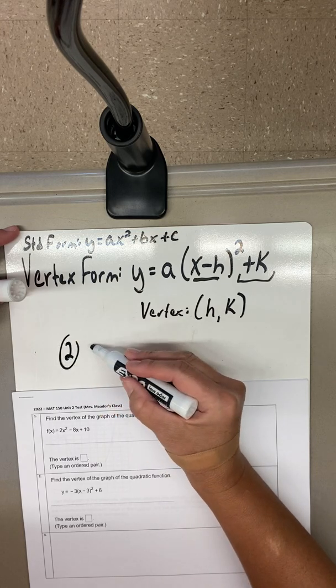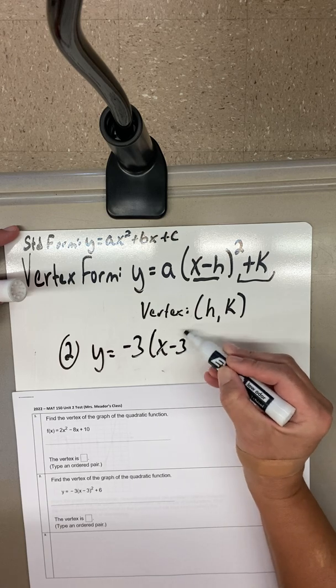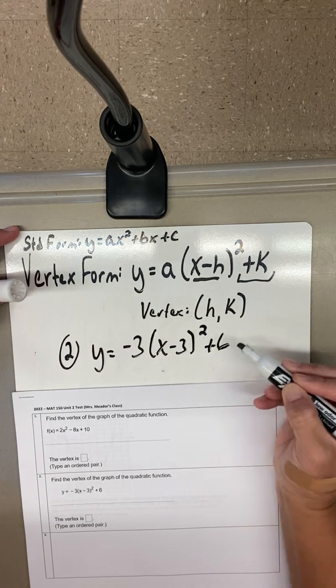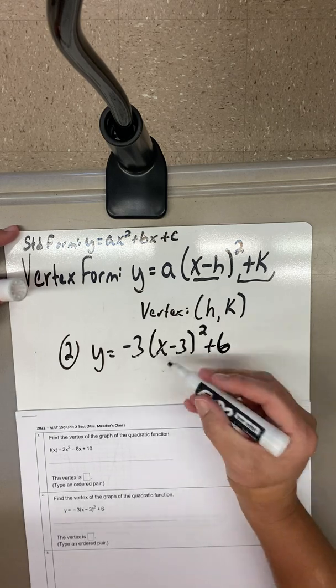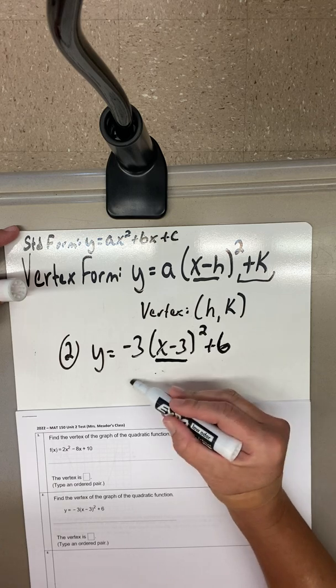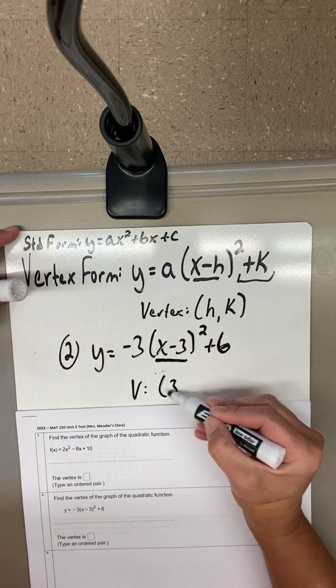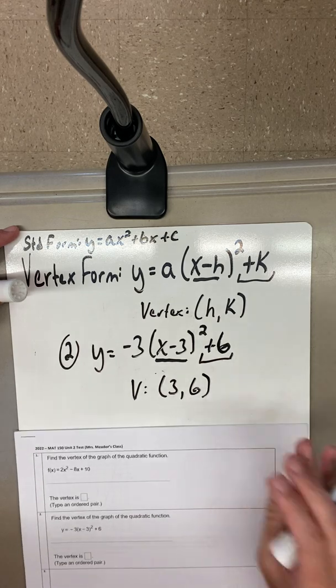So question number 2, I have y equals -3 times (x minus 3) quantity squared plus 6. My handwriting hasn't gotten any better. All right, so the x that comes out of the parentheses with x, that's the x value of your vertex. It's going to be +3, and your y value is going to be +6. It's just pattern. Math is just patterns.